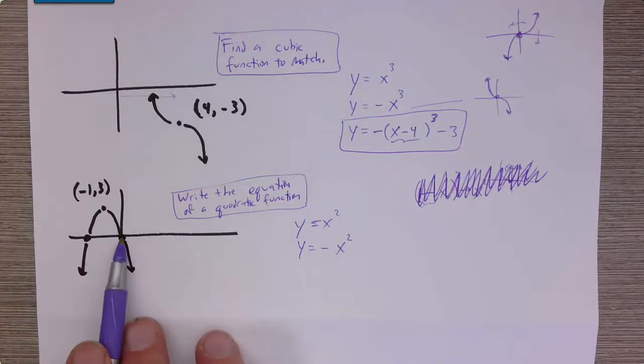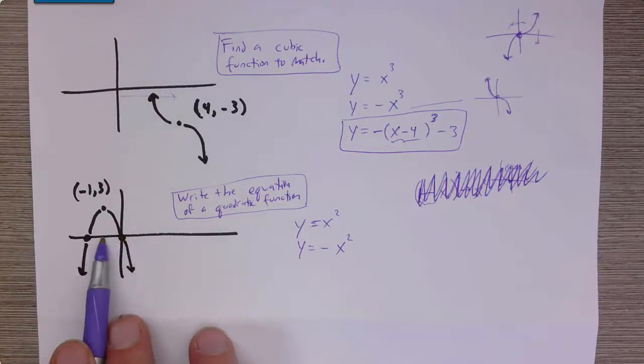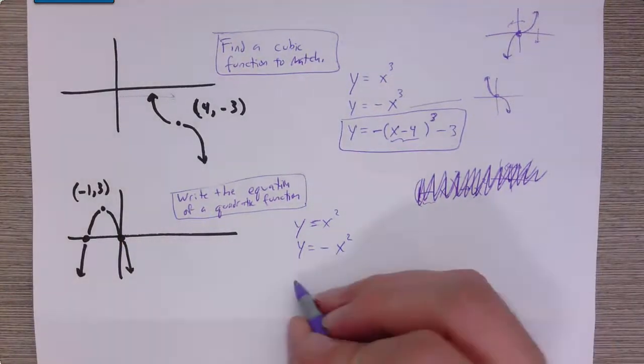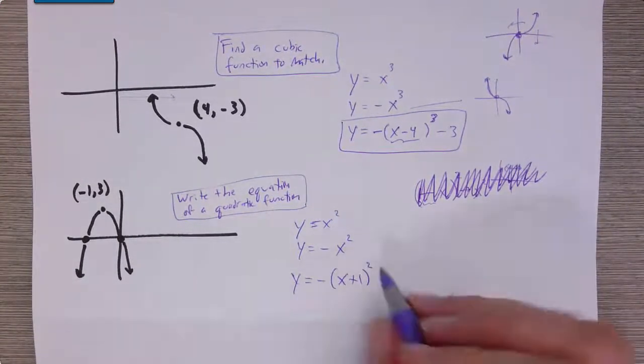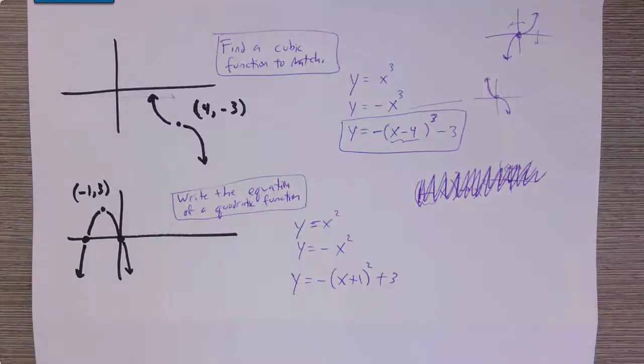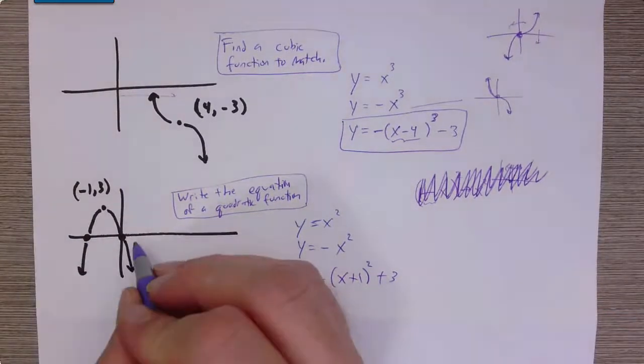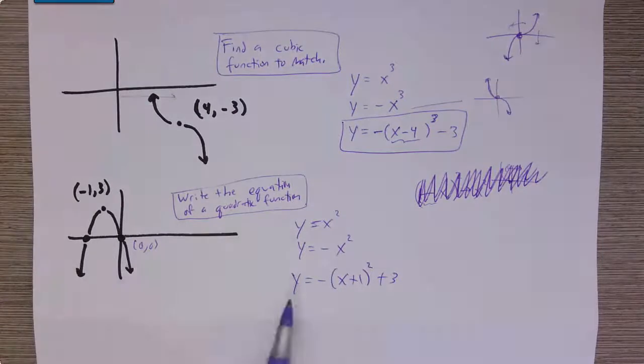Now let's shift it. I want to shift it, let's see, left by 1 and up by 3. So left by 1 would be x plus 1. Up by 3, I'd add 3 on the outside. Okay, are we done? Well, let's plug in another point we know to check. So I know that 0, 0 should be on this curve.